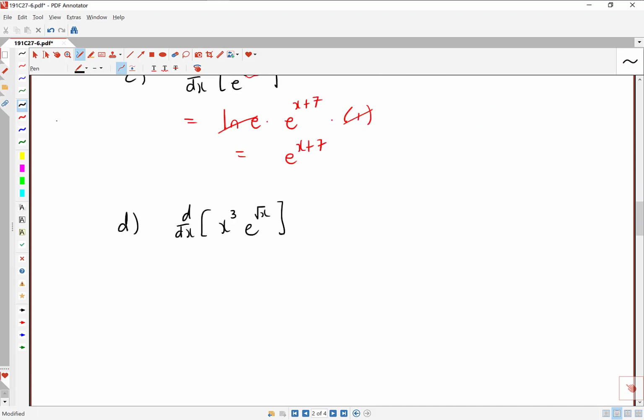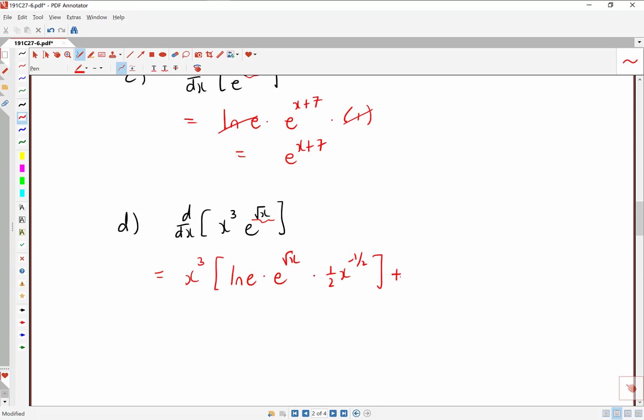Okay, and then finally, let's try a product rule. So we're going to take the derivative of x cubed times e to the root x. According to our product rule, we'll take our first factor, x cubed, multiply by the derivative of our second factor. So that's going to look like ln e times e to the root x times the derivative of what's in the exponent. Okay, so our exponent is root x, or you could say that's x to the 1/2. Derivative of that is 1/2 x to the minus 1/2.